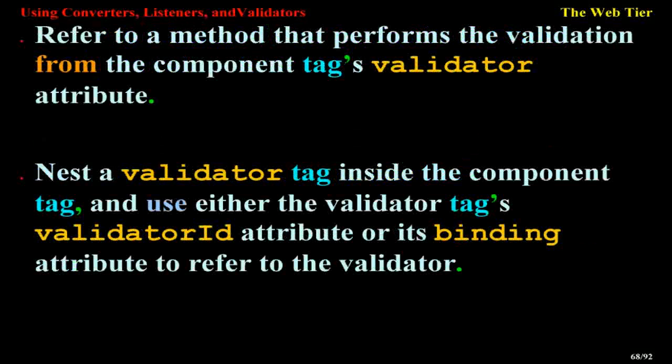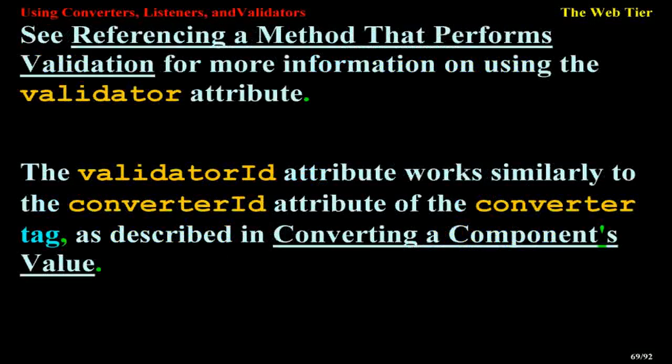Refer to a method that performs the validation from the component tag's validator attribute. Nest a validator tag inside the component tag, and use either the validator tag's validatorId attribute or its binding attribute to refer to the validator. See Referencing a Method That Performs Validation for more information on using the validator attribute. The validatorId attribute works similarly to the converterId attribute of the converter tag, as described in Converting a Component's Value.